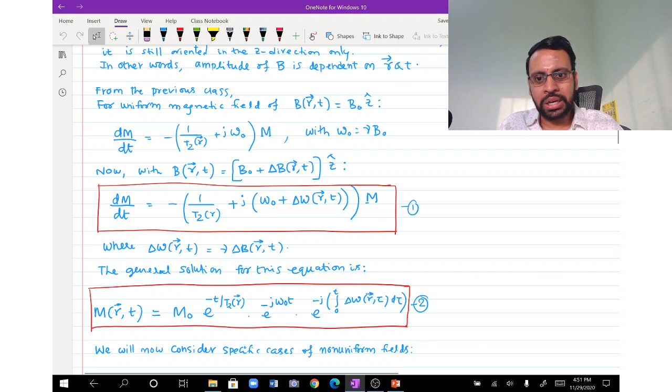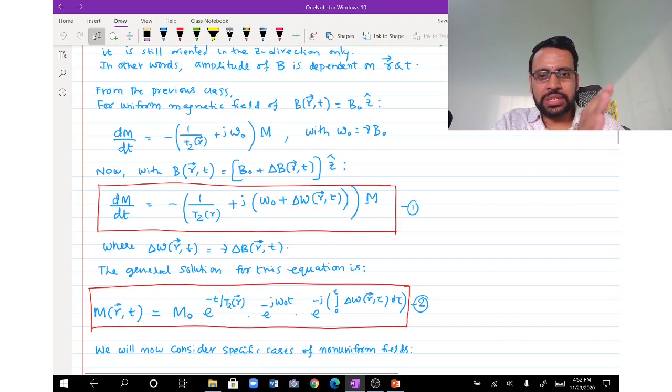If you have just B naught, gamma times B naught is what it is rotating at. In addition to that, now you have gamma times delta B of r bar comma t. This is what we write as delta omega. This is the new term that you are getting. To say it in other words, the frequency at which it is rotating is now spatially varying, and that has got modified into omega naught plus delta omega of r bar comma t. This delta omega of r bar comma t is equal to gamma times delta B.